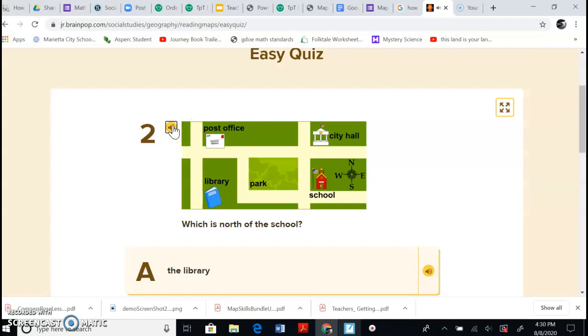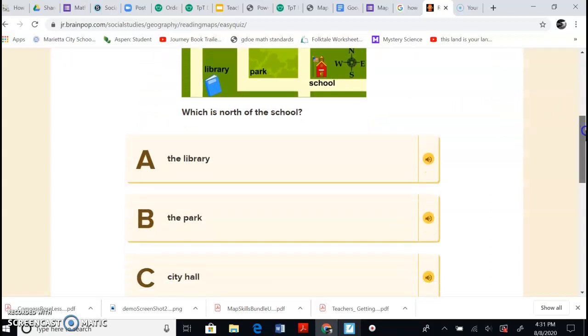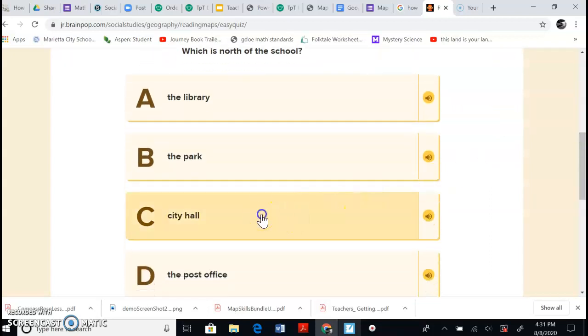Which is north of the school? So if I am at the school right here and I want to travel north, oh look, my compass rose is here and I know north is up. So if I'm at the school and I travel up, what do I run into? Right, City Hall.